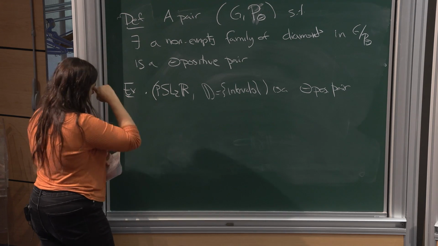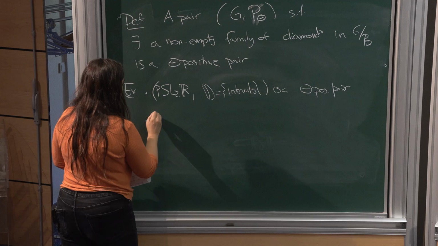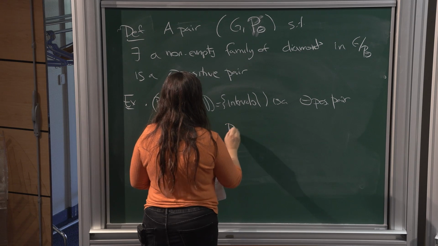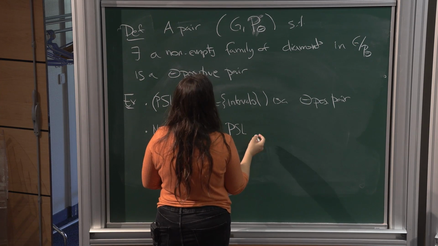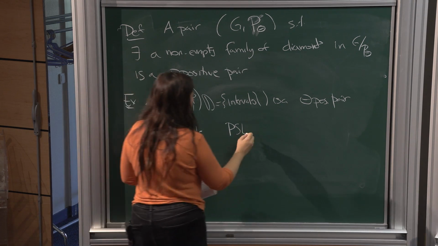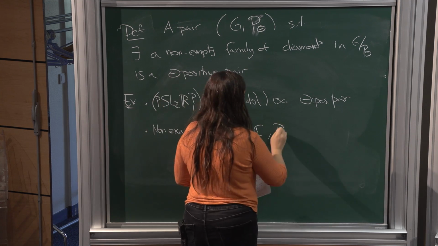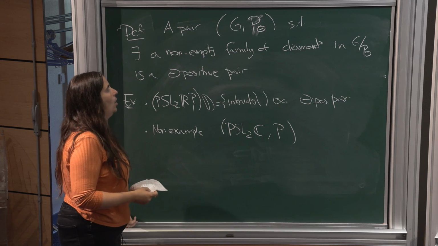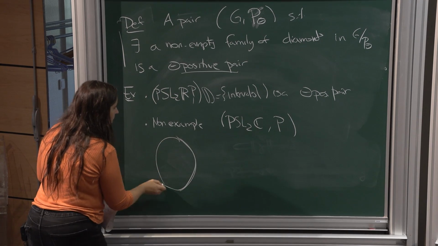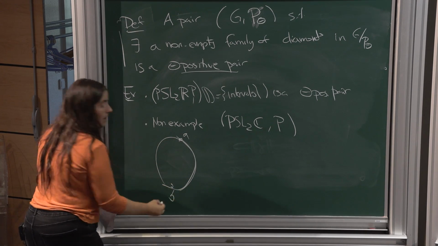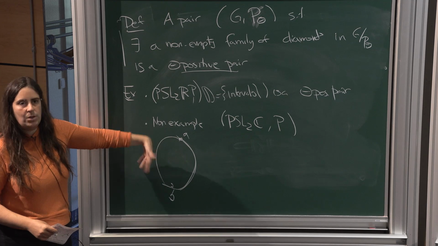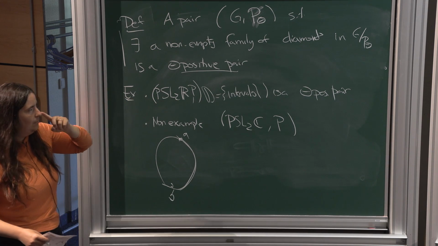And a known non-example is PSL2C with its unique parabolic. It is not a theta positive pair. Why? Because I have the sphere, and given two points A and B, they don't disconnect it in any way. So there is no way I can get nestedness, because I have only one connected component, and that's not true.